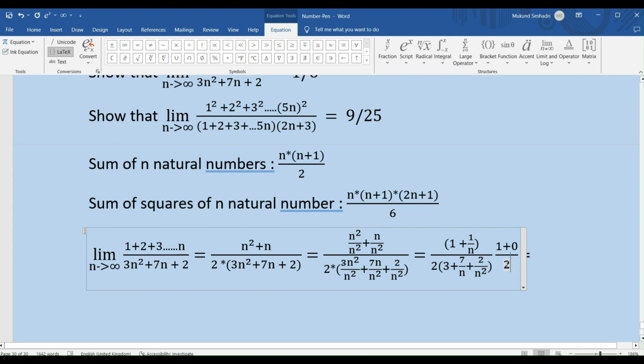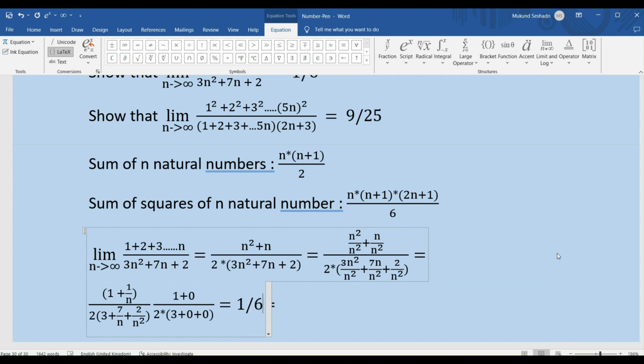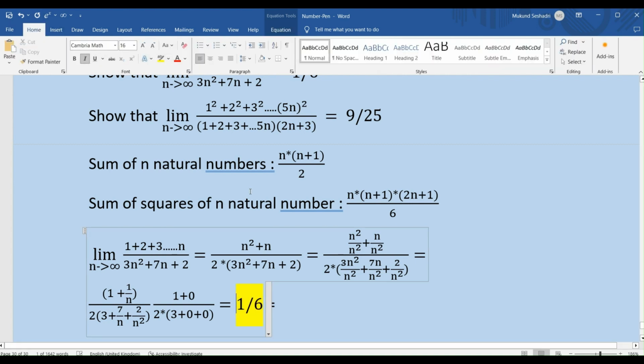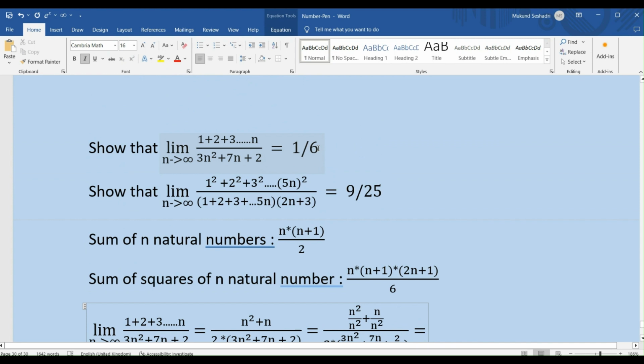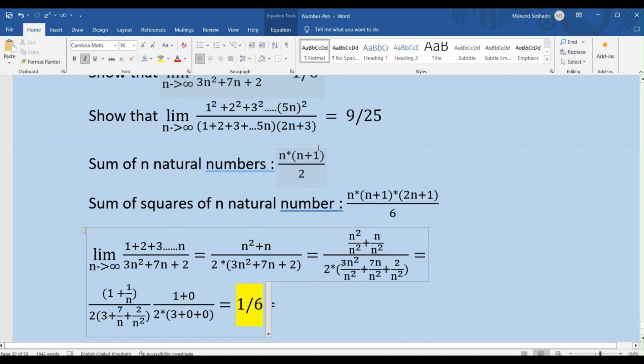And then I have 2 into 3 plus 7 by infinity, which makes it 0 again, and then 2 by infinity square, which is again 0. So I have 1 divided by 2 into 3, which is 1 by 6, right? So that's the final answer, and that's what we've been asked to prove in the original question, right? So we've been asked to show that the limit of this expression is equal to 1 by 6 as n tends to infinity, right? So that's the solution for problem 1.